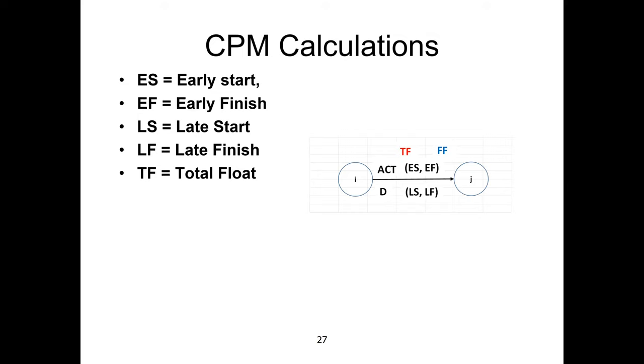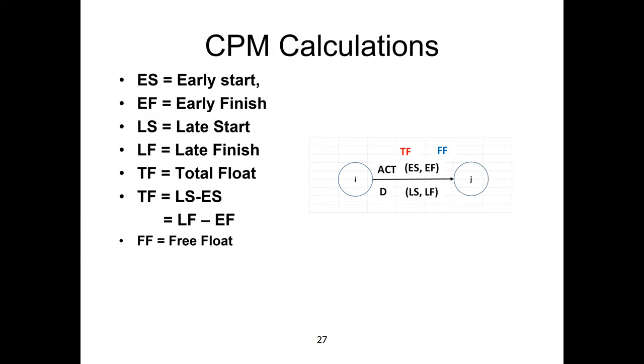TF stands for total float. We will discuss how much time is available to the project manager so that we do not delay the project. Total float is calculated as late start minus early start, or late finish minus early finish. Both ways we will get the same result.